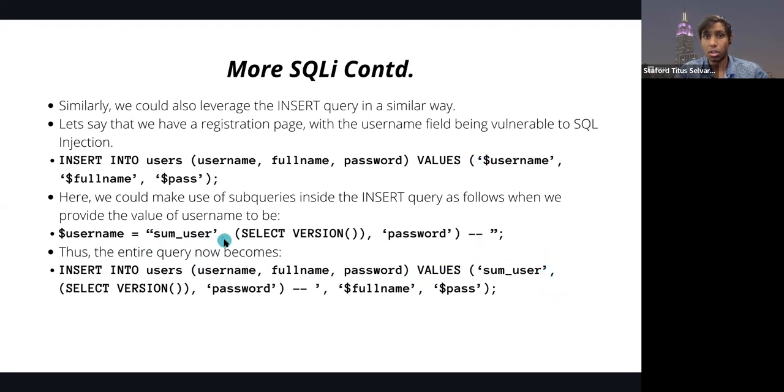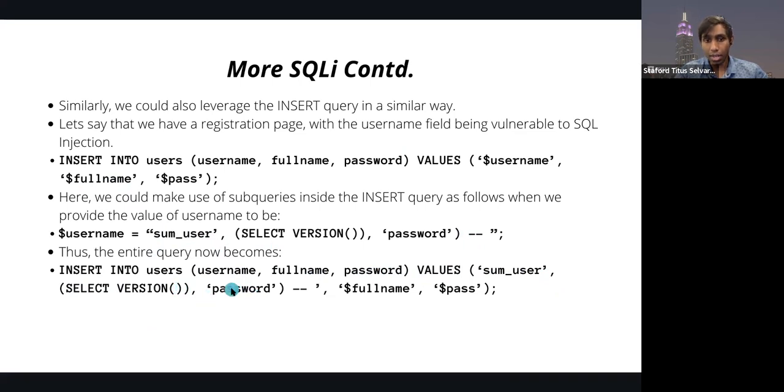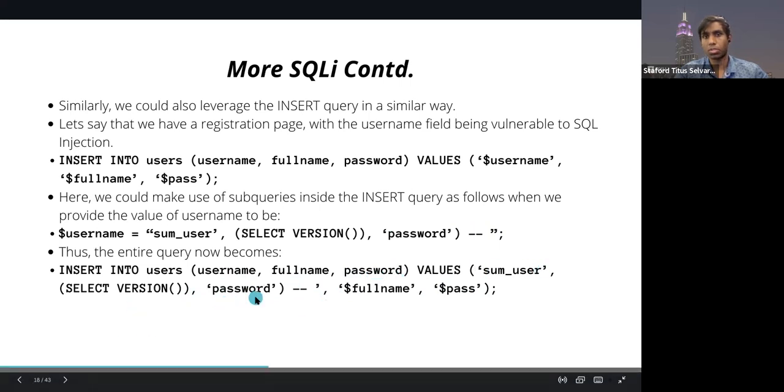We've given this comma over here, and then the second element to this value. The second element is supposed to be full name, right? But the second element over here is select version. And the third element we've given is password; we just give the password as password. And then we give again the double dash space. What happens after the double dash space is that everything over here is not taken in. So the $full name, $pass is not taken in. Only this part, username, full name, password. So some user, select version, and password is taken.